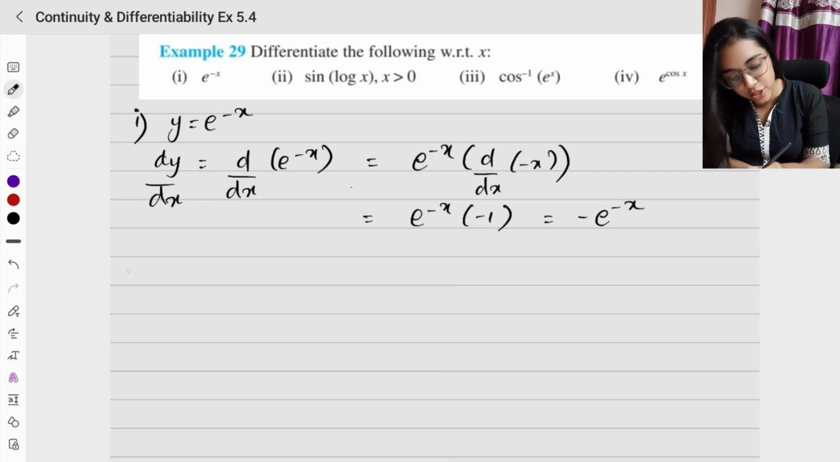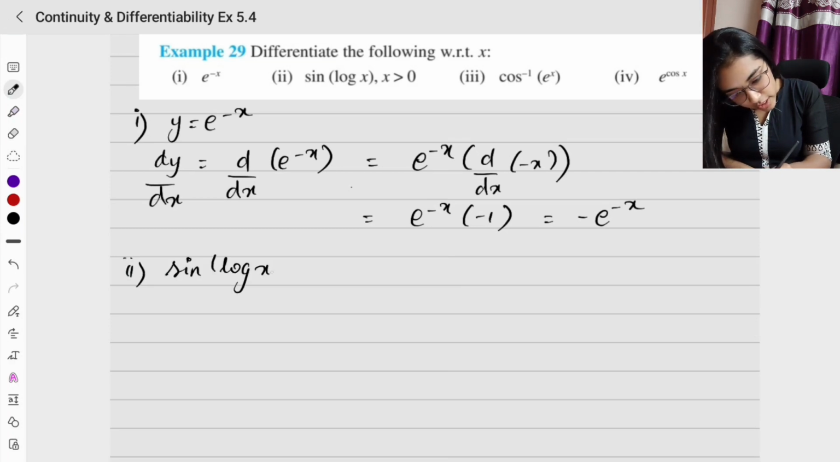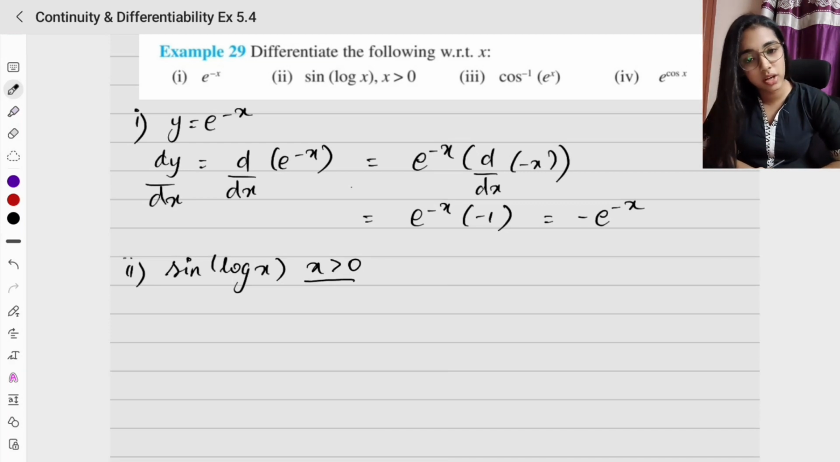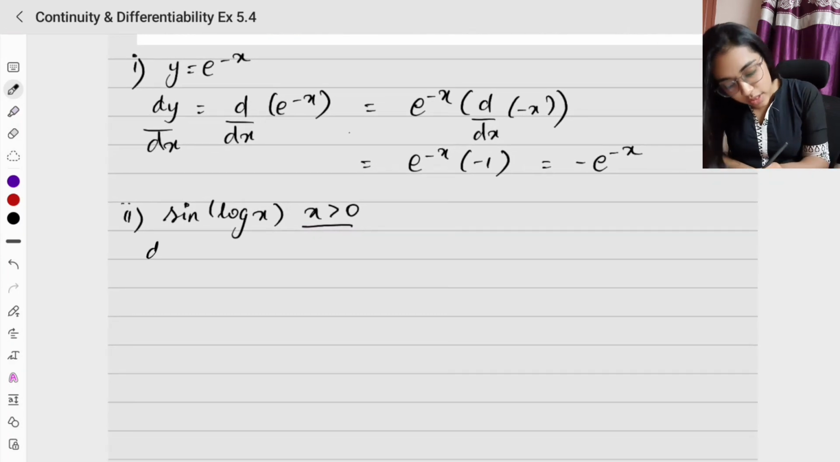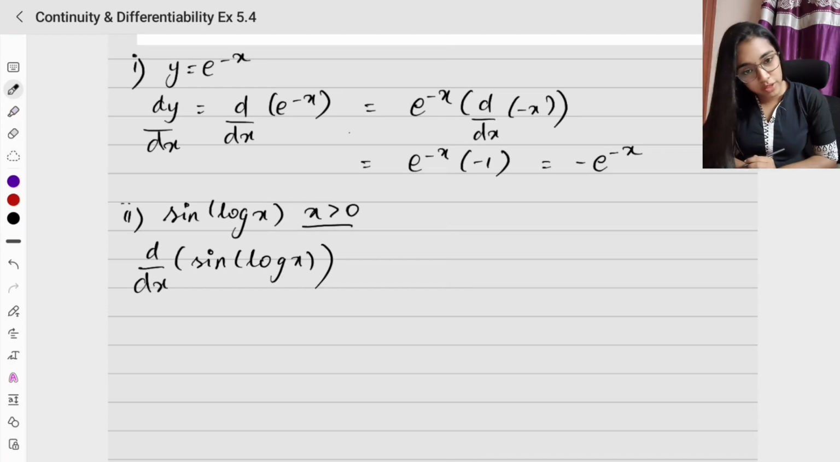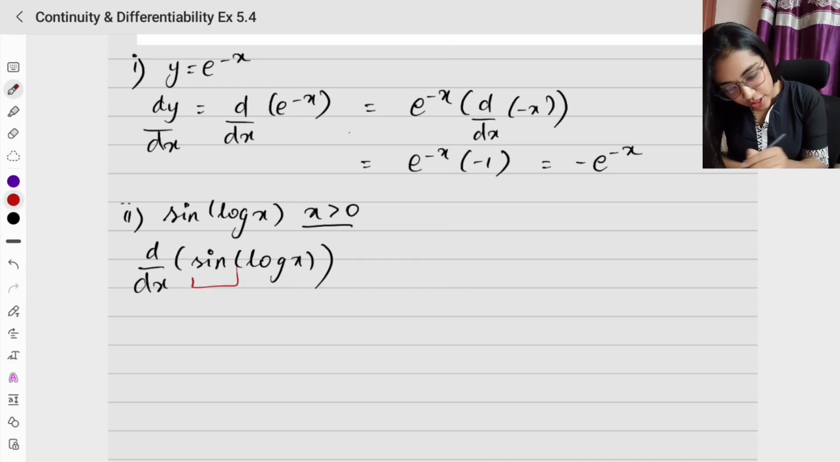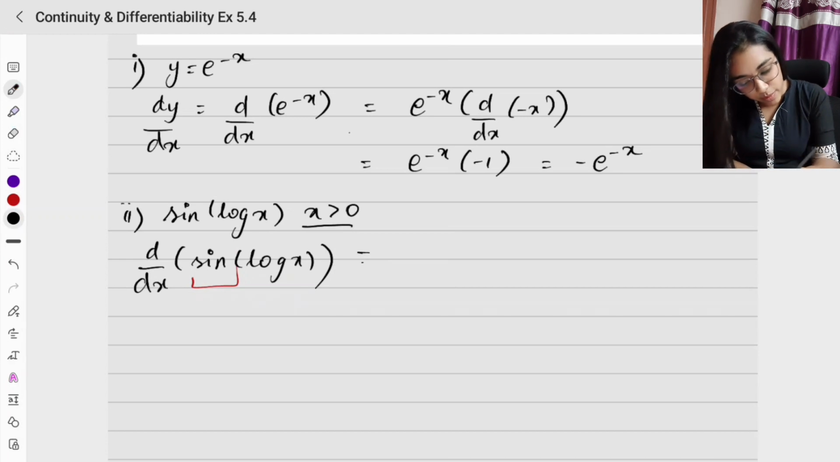Now second subsection, sine of log x where x is greater than 0. In that, x greater than 0 is given because log cannot have any negative values inside. So sine of log x. Now d by dx of sine of log x is going to be, I'm going to differentiate this. So first, when we differentiate sine, what will come? Derivative of sine is going to be cos. So I'll have cos of log x. Then I need to differentiate what is inside sine. So d by dx of log x.